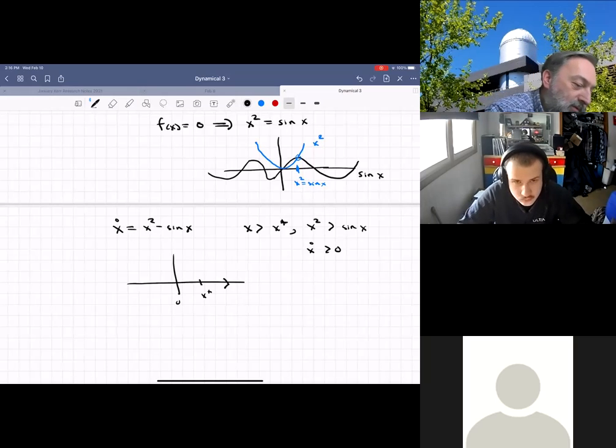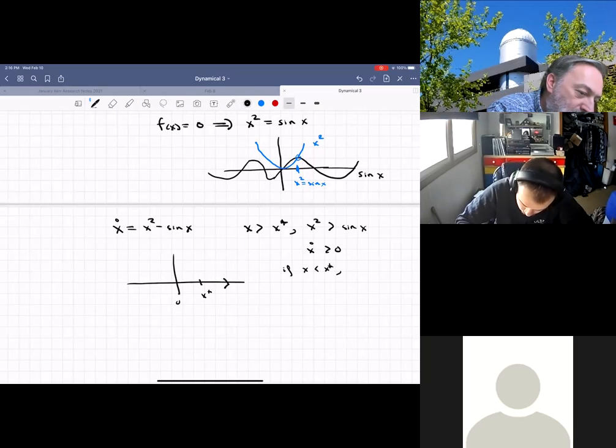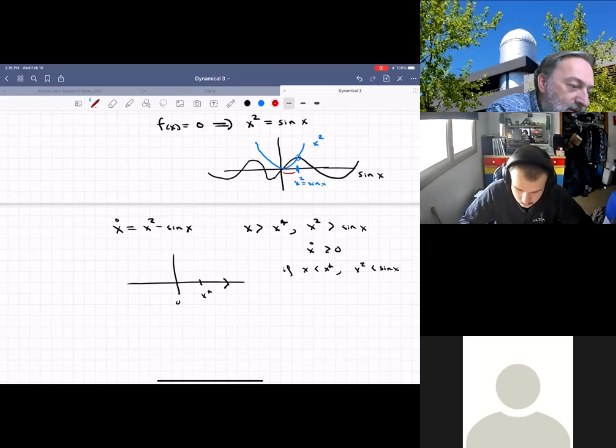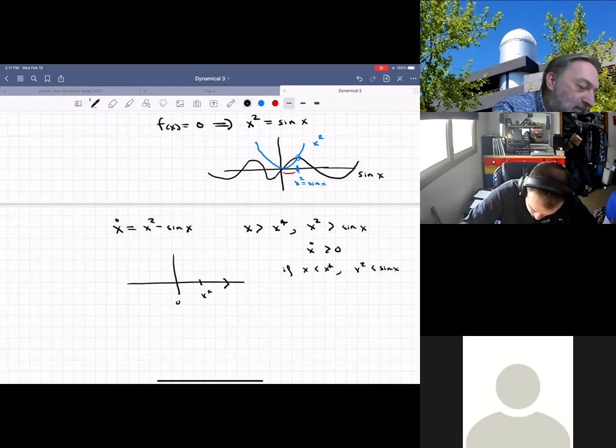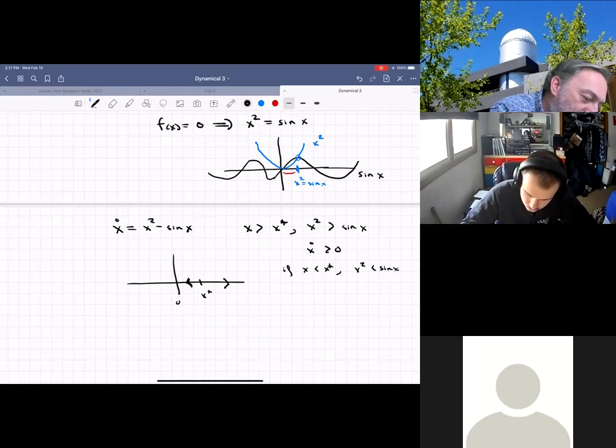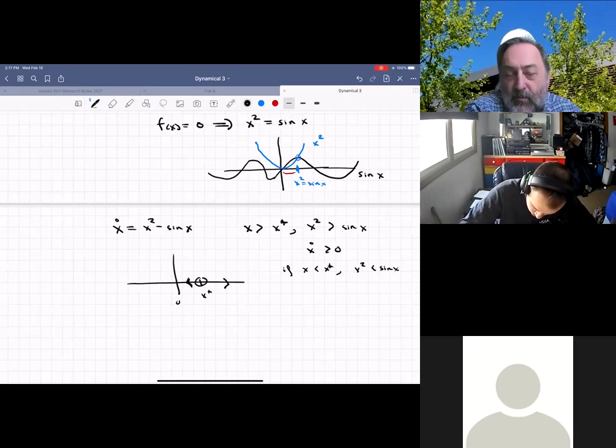And if I think about this for a little bit, if x is less than x star, then x squared is less than the sine of x. So I'm in, say, this region in here. If I'm over here, then my blue curve is below my black curve. And so if I subtract the sine from the x squared, I see that my flow in that region is away from this point. And so I see that at that point, I have an unstable fixed point. So I can describe to you what the system does, even though I can't solve the math.